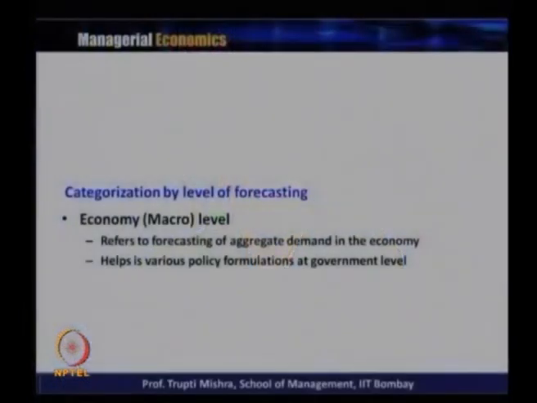Then the economy level or the macro level. When categorizing by the level of forecasting, it goes from the micro level to the macro level. At the micro level we talk about firm level forecasting, then we talk about industry level forecasting, and finally we reach the larger scale of forecasting, that is the economy or macro level of forecasting. Here the forecasting refers to the forecasting of aggregate demand in the economy. This combines all the sectors, all the industries, all the firms at a specific time. What should be the aggregate demand for all the products coming out from various sectors in the economy in a specific time period is done through the economy level or macro level forecasting.